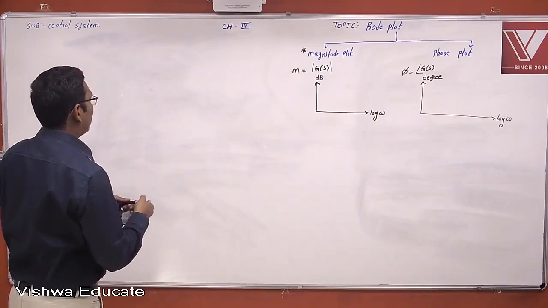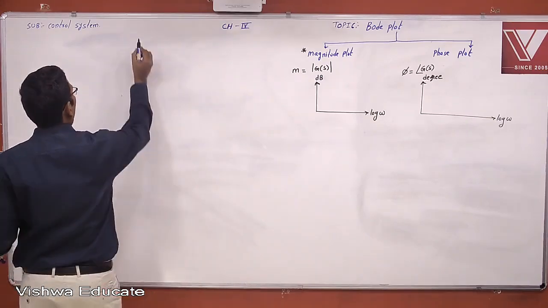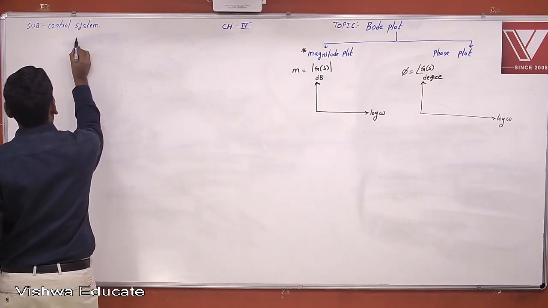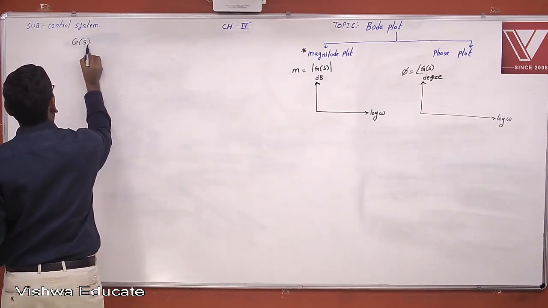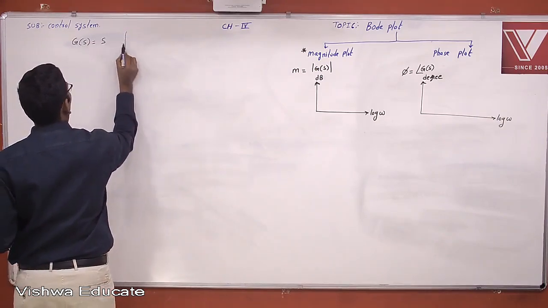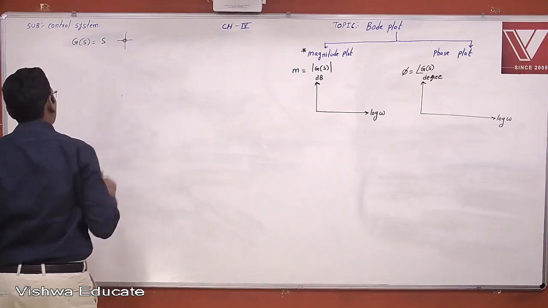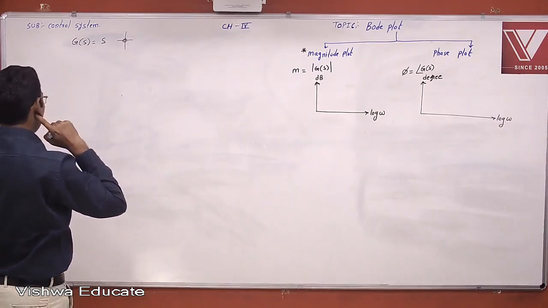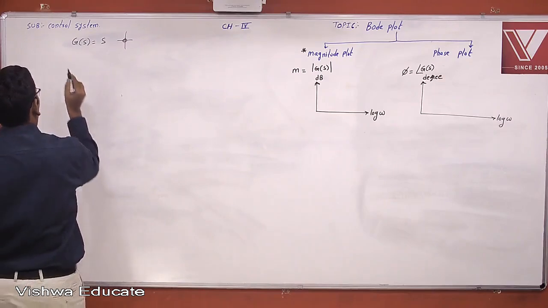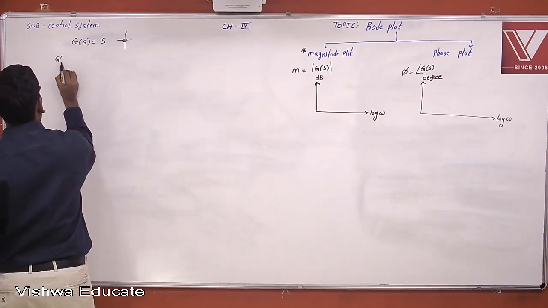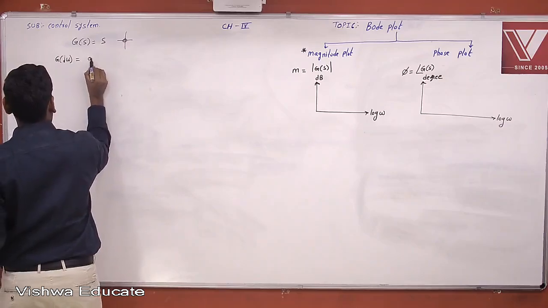So now I'll take one small problem, and this is G of S, which is equal to S. 1, 0 is at origin. So 1, 0 at origin. Now I'm trying to draw the Bode plot. Now replace S equal to j omega. Then only this is called a pure frequency response or frequency domain analysis.